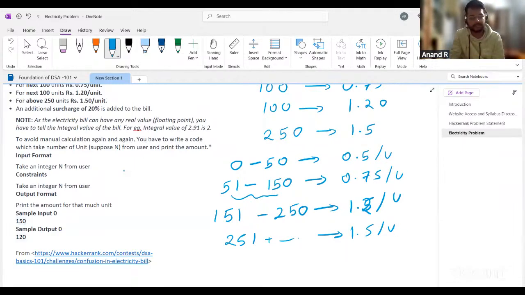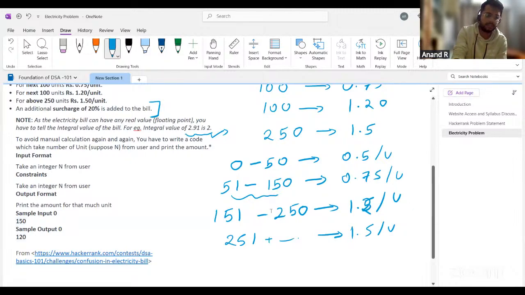Apart from that, there is an additional 20% surcharge. Cool. So whatever the electricity bill is, we will add 20% to it. And then we have to round it to the nearest integer. Let's take an example and understand.